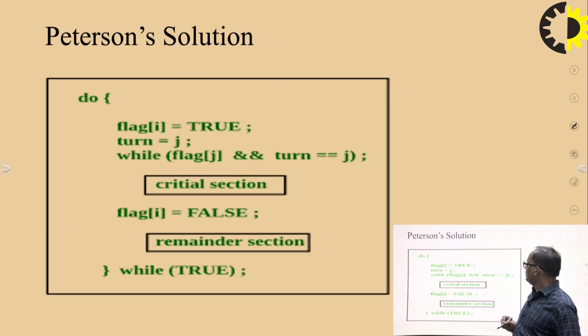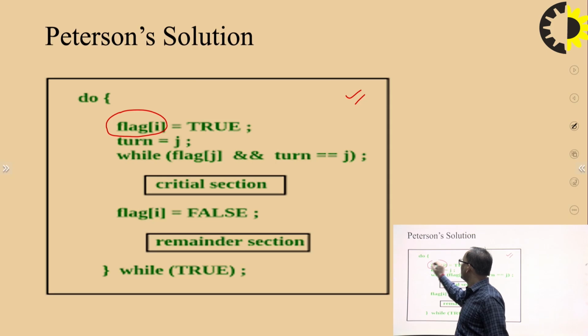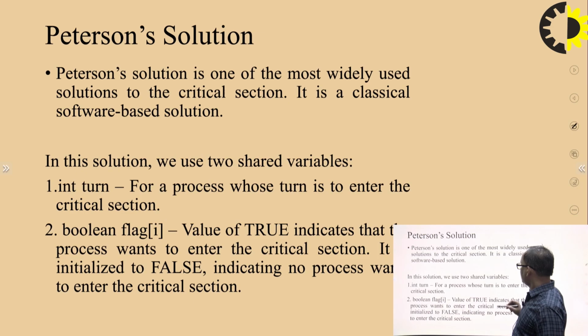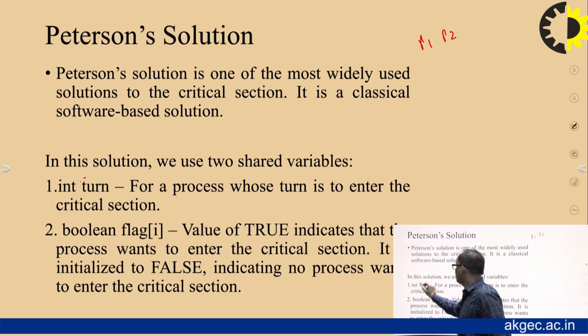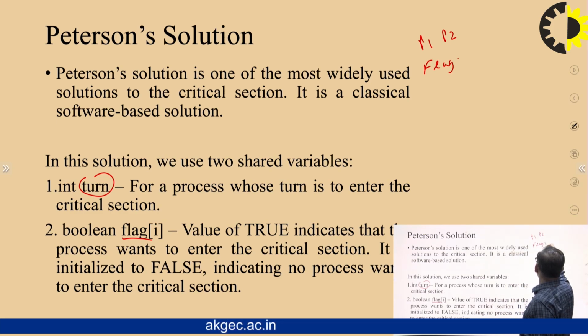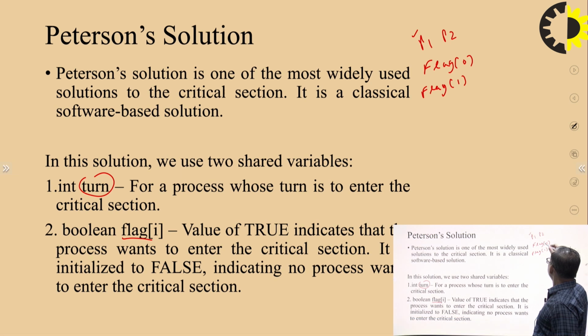Actually, this is the basic structure of the Peterson solution. What happens in the case of the Peterson solution? We basically use two variables. First, we use the flag variable corresponding to each process. Suppose there are two processes P1 and P2. Now there are two variables. First variable is turn and second variable is a boolean type flag variable. Suppose flag of 0 means the flag variable corresponding to P1 and flag of 1 means the flag variable corresponding to P2.